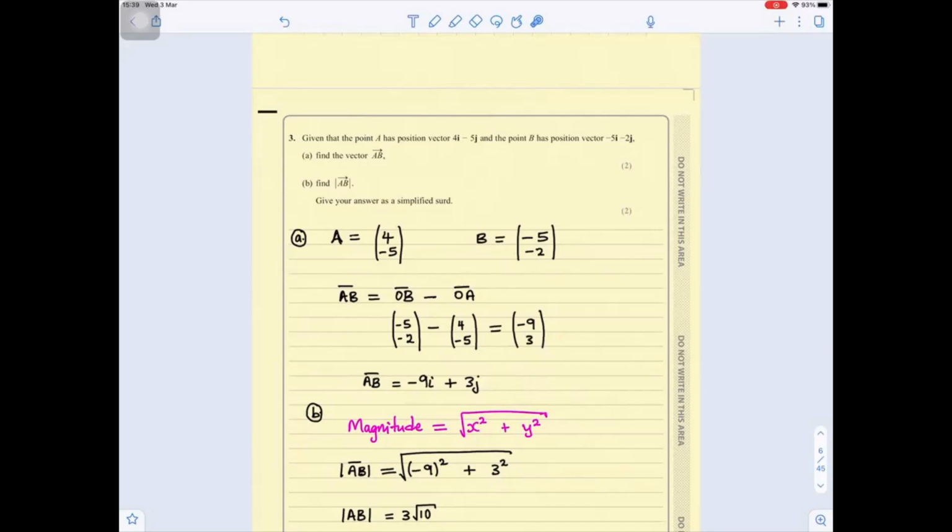Part B, find the magnitude of AB. Give your answers as a simplified surd. Simplified surd, so that means no decimals. So you want to get minus 9 squared plus 3 squared and square root of that, using this formula for magnitude. That will give you 3 root 10. You put that in your calculator. As a simplified surd, that's what you would have. A surd would have the square root with it. Do not use decimals.